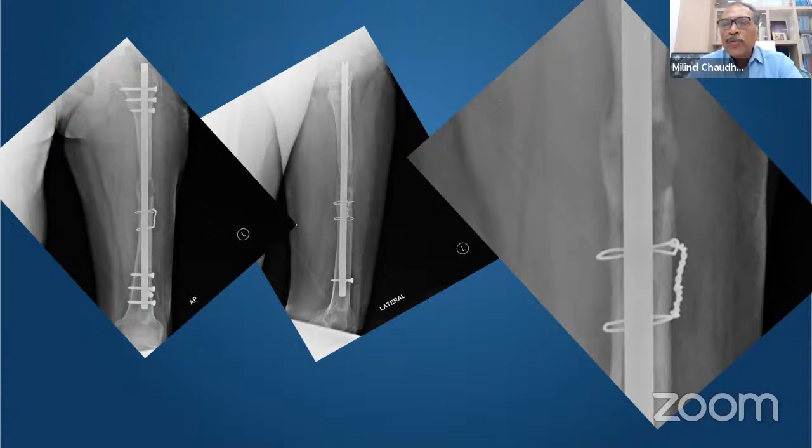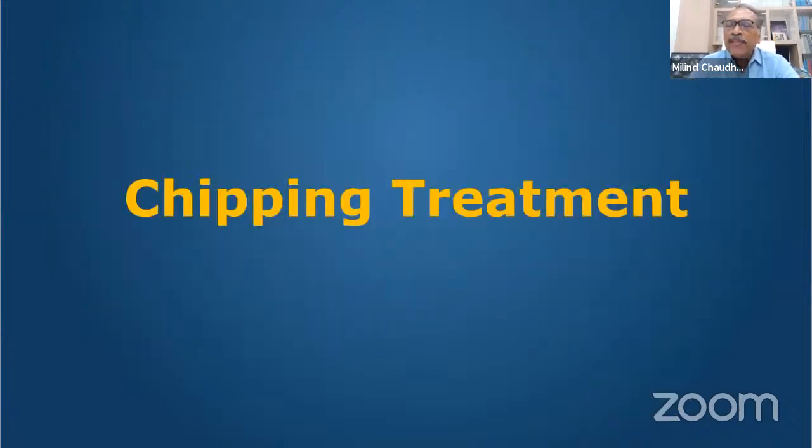So I focus only on one treatment. If there is one treatment modality in the Ilizarov-LRS limb reconstruction that I wish I would have incorporated earlier in my practice, it is the method of chipping treatment for non-unions. This treatment has come to us from Japan, from the city of Koriyama, from Professor Matsushita, who was the president of Japan Asami and hosted the Asami International in Kobe, I think Kyoto several years ago, I think 2004.